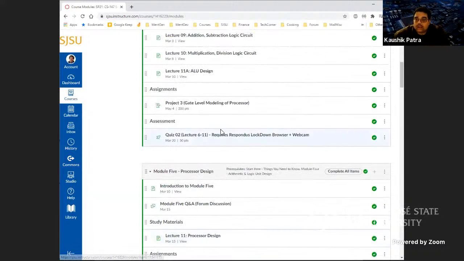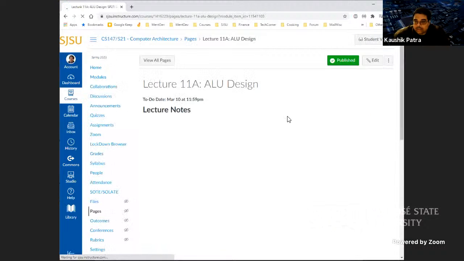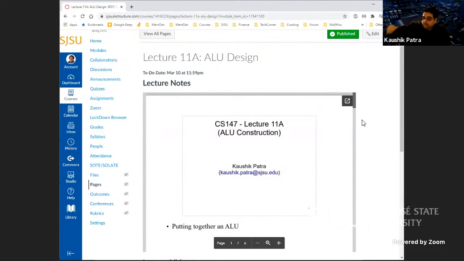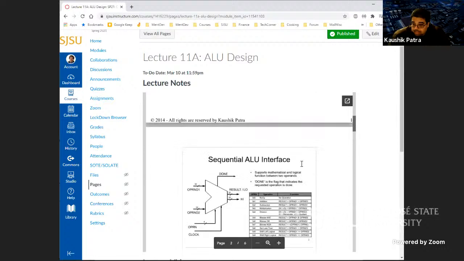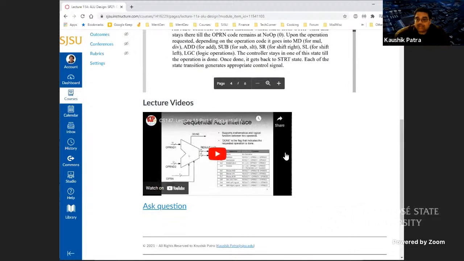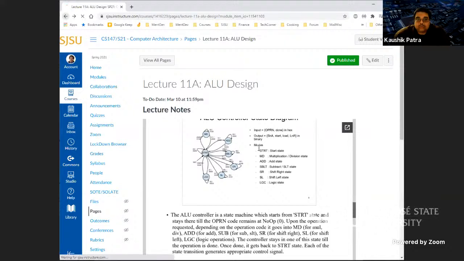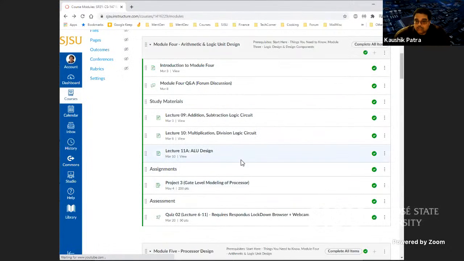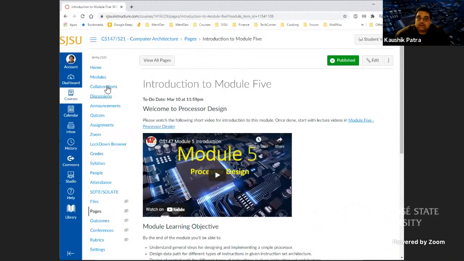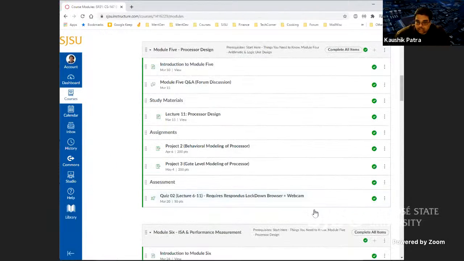Next day, please review the ALU design part, where we will talk about how the sequential ALU is designed and implemented, with some state circuit and diagram. It has only one lecture video there. Please make sure you go through that, and then you go back to start with the next module. Please first visit this module introduction page, this video, and then start with lecture 11.